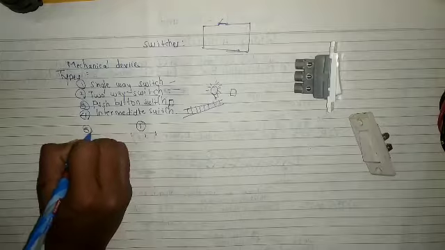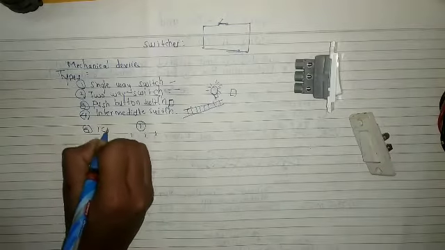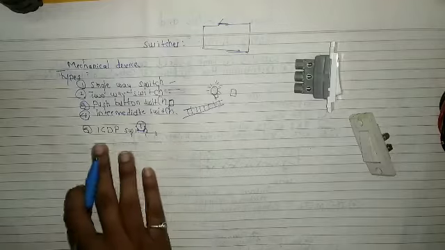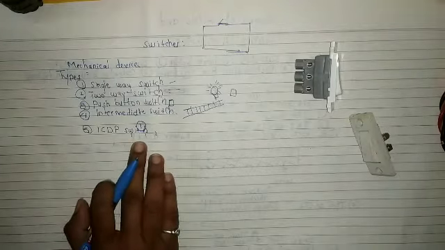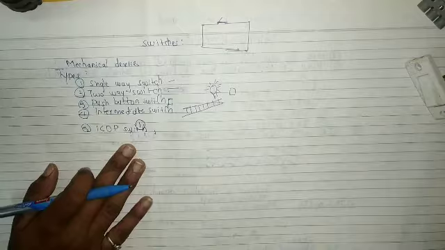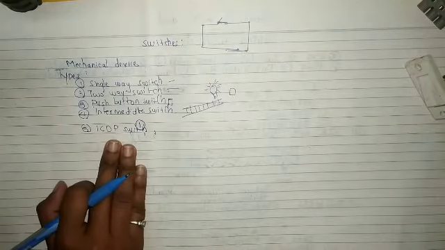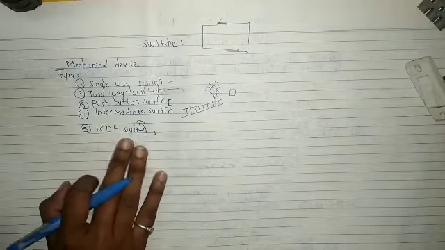Now the fifth one is the ICDP switch. This is the iron-clad double pole switch. This is combined with fuses and is used as a main switch by the consumer for self-control of electric circuits. So ICDP is used for single phase supply. Our houses get single phase supply.